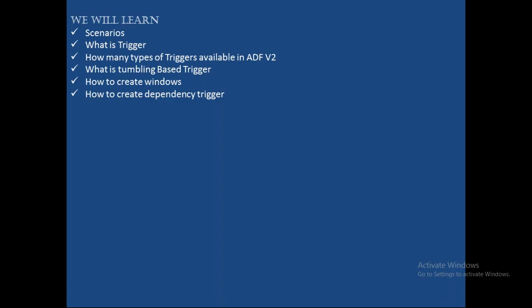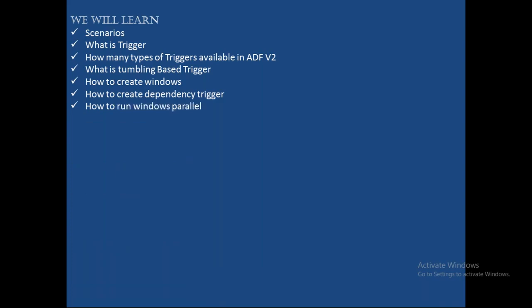We have two things you can do in tumbling based trigger. One is you can load the historical data. Second one is you can maintain the dependency. So this is one of the ways to maintain the dependency between the pipelines in Azure Data Factory. But there are other ways. This is only one of the solutions, but there are other solutions available. We will discuss all of those things.